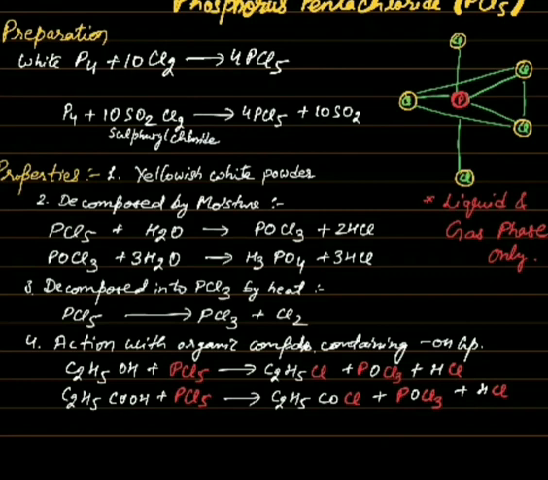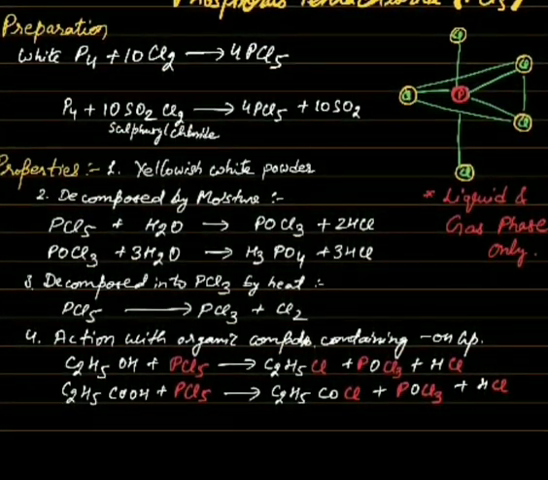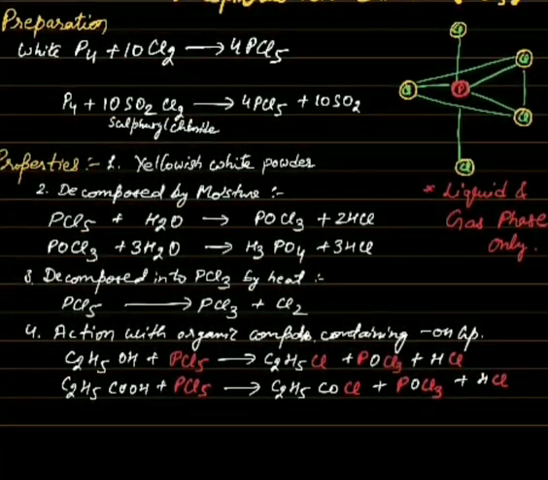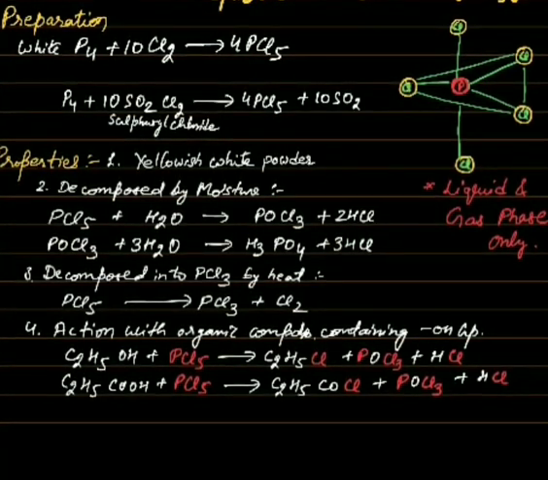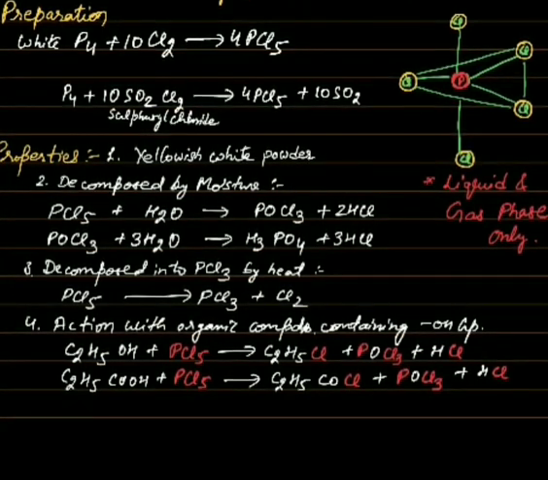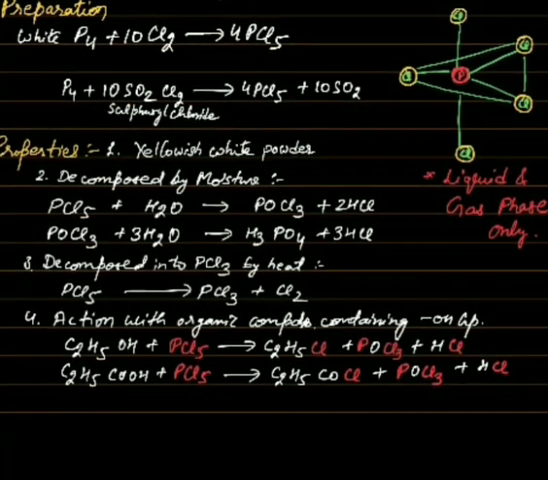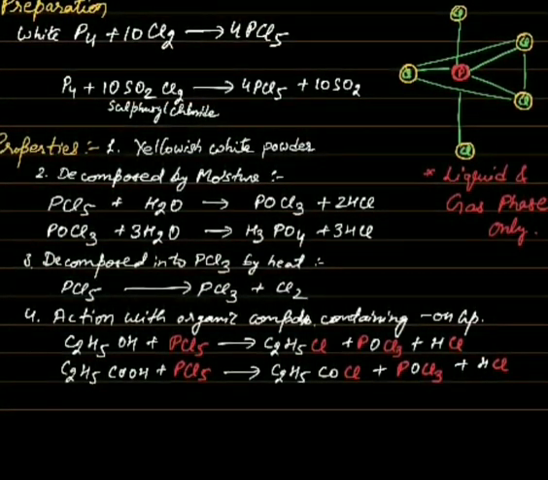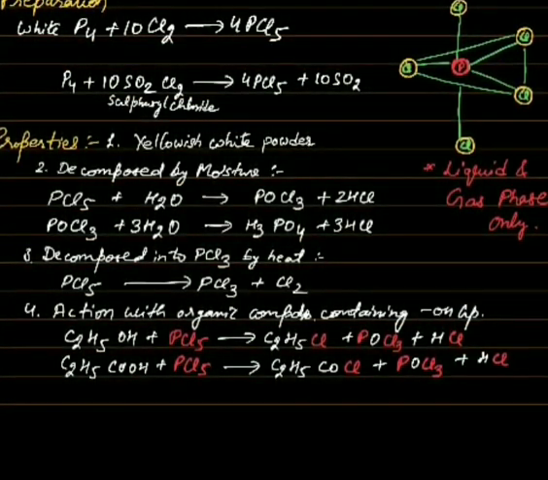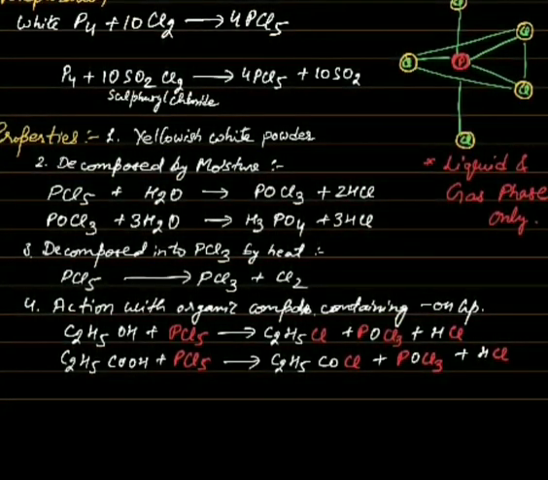So it reacts with many of the inorganic as well as organic compounds containing the OH group as a terminal part of the functional group and converts them into halogen compounds. Let us take the first example with ethyl alcohol. When ethyl alcohol is reacted with phosphorus pentachloride, there is formation of ethyl chloride, that is alkyl halide, along with the formation of phosphorus oxychloride and hydrochloric gas.